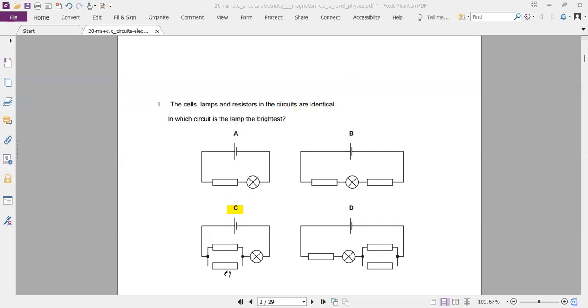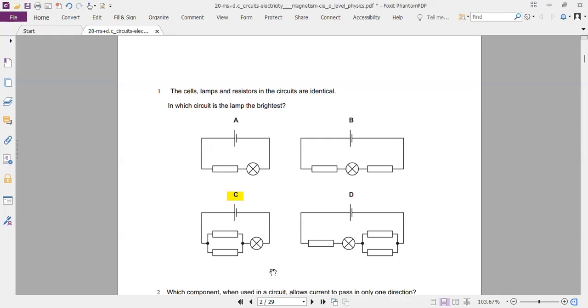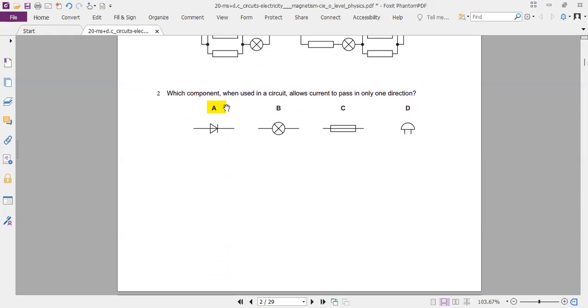So these two resistors in parallel draw equal current from the battery, and these two currents combine here, and this gives the light bulb maximum current. This is the diode symbol. It allows current to go in one direction only.